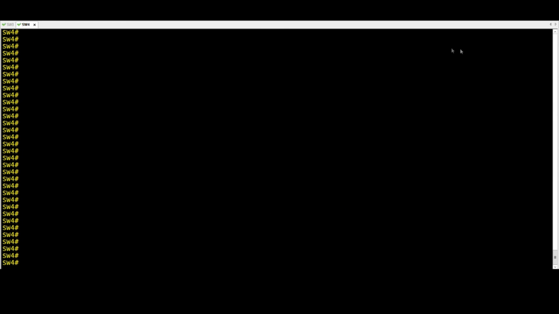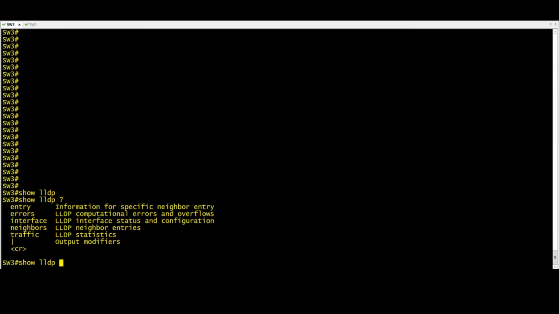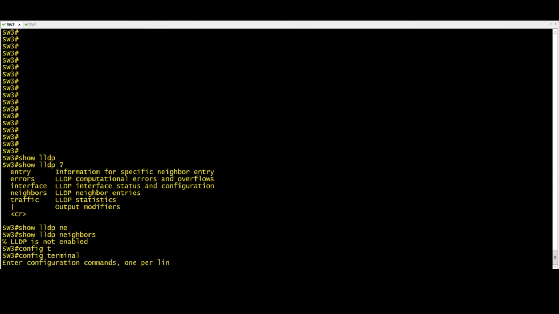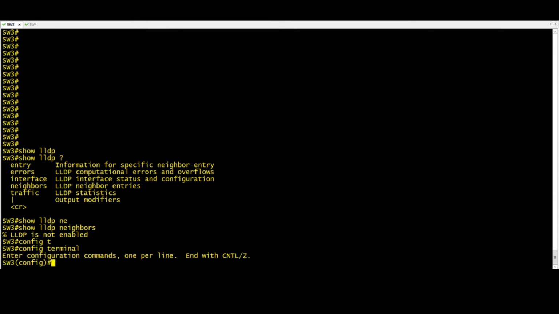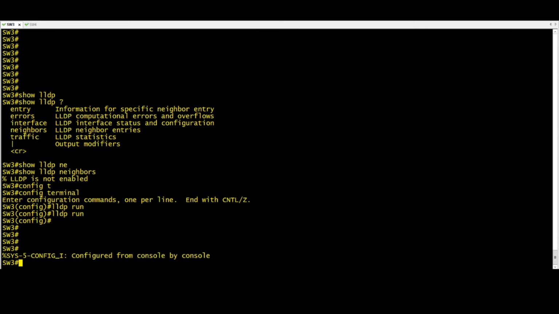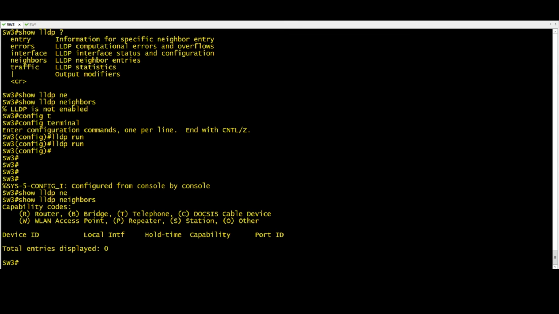Okay, so what about LLDP? Let's go ahead and type in the show LLDP neighbors, and it comes back telling us LLDP is not enabled. So let's go into config t and get the LLDP enabled, and now I would expect to see no neighbors because it's off by default on all the other switches.